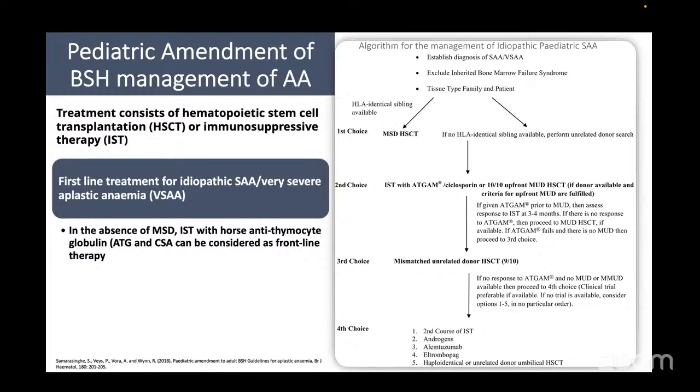And then we must do HLA typing with the family and the patient. So the first choice is going to be, hands down, matched sibling donor HSCT. But if the donor is not available, then IST with ADGAM, cyclosporine, or a 10 by 10 upfront MUD if donor is available and criteria for upfront MUD fulfilled.